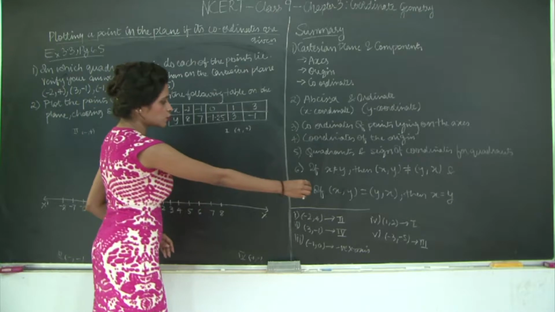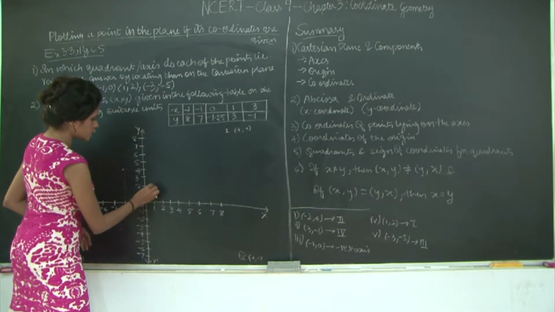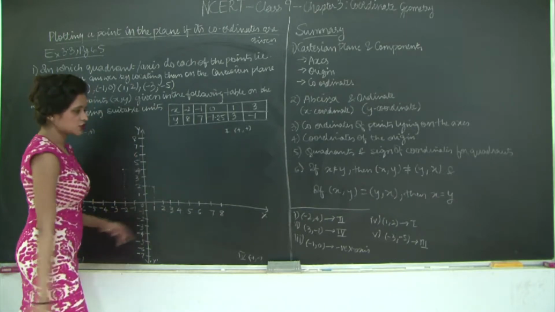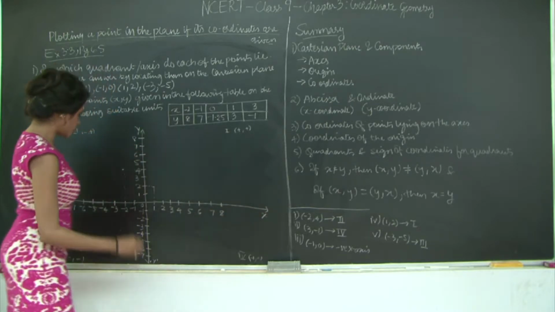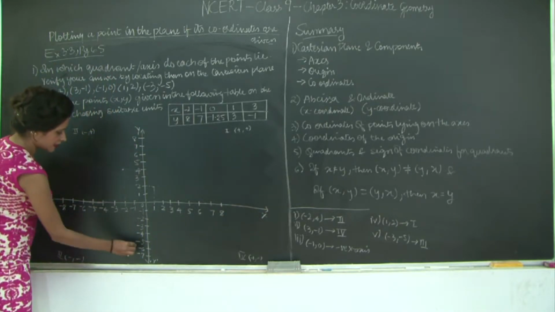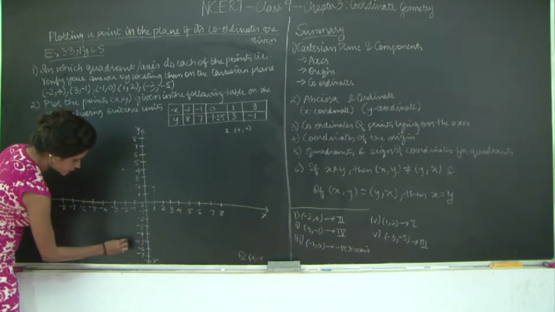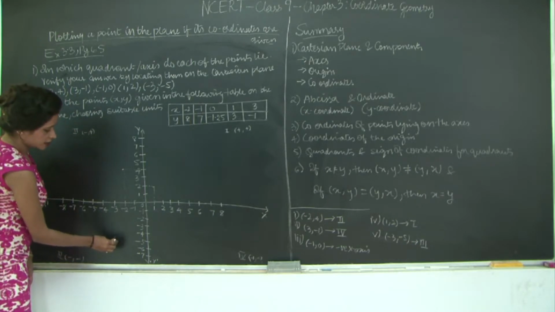Then you have (1, 2), both are positive. So 1 here on the x-axis and 2 here on the y-axis. So this point lies in the first quadrant, which is what we've mentioned. And then finally (-3, -5). So I have -3 here and -5 here. So my point is going to be this one. So this is lying in my third quadrant.